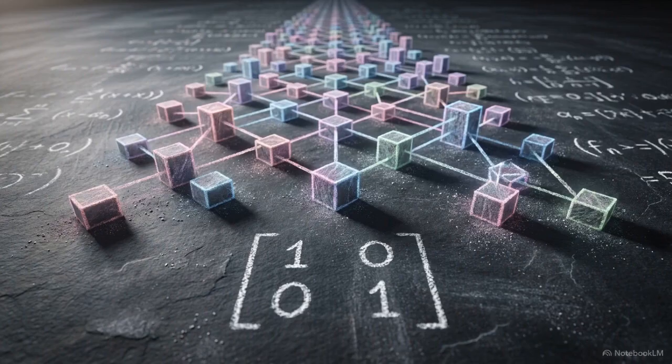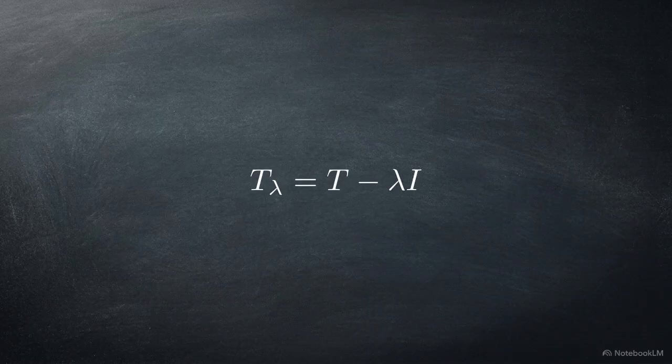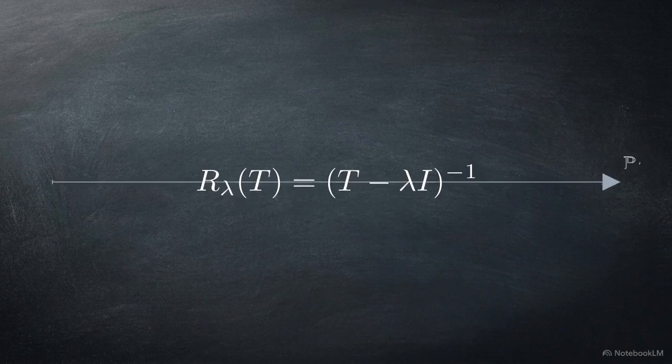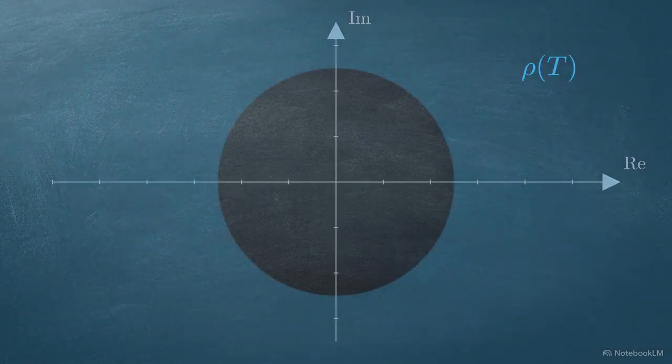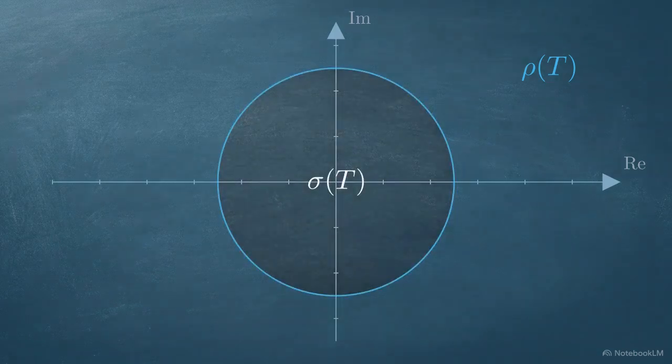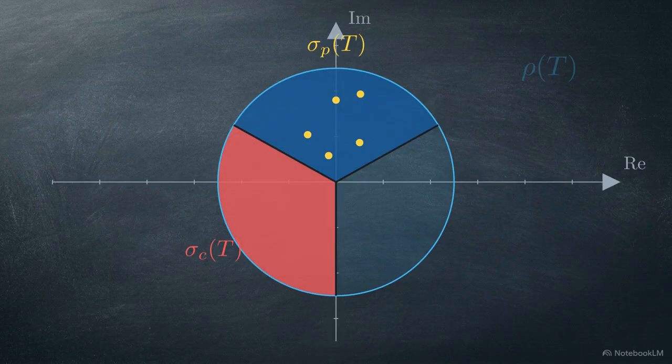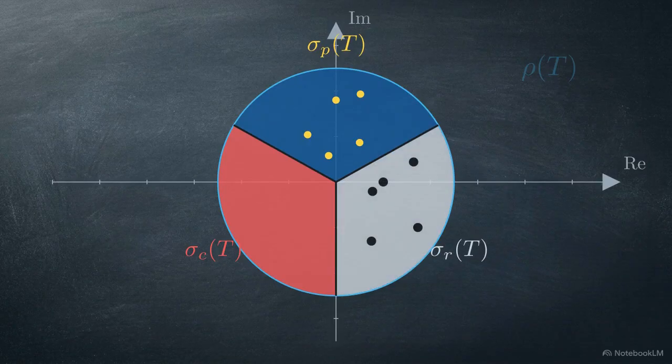As we prepare to move beyond finite matrices and into infinite dimensional spaces, we need to upgrade our vocabulary. We define the shifted operator, T lambda, as T minus lambda I. If we can invert that operator, we call the inverse the resolvent operator, denoted as R lambda. The resolvent maps the complex plane into two territories, the resolvent set, ρ, with a bounded, dense inverse. The remaining spectrum divides into three regions: the point spectrum, lacking any inverse, the unbounded continuous spectrum, and the residual spectrum, which leaves gaps in our space.